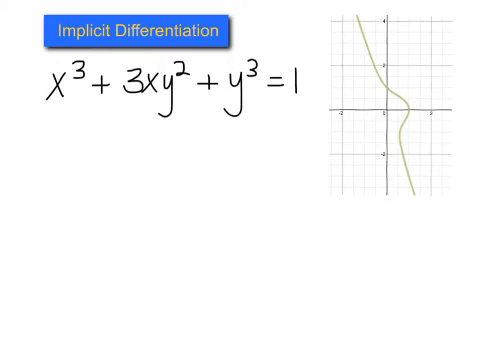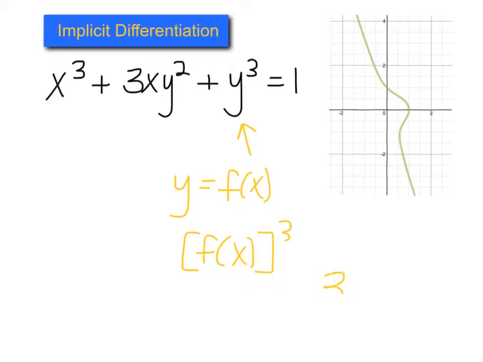Okay, let's take another look at implicit differentiation. Again, this is where the x's and y's are kind of intermixed with each other. And remember that y is a function of x. So when we're taking a derivative of y cubed, that's like y equals a function, right? So we know that if we're taking the derivative of a function cubed, we take the derivative of the outside, leaving the inside alone, times the derivative of the inside. We're going to use the chain rule.